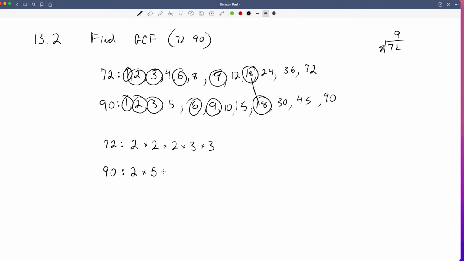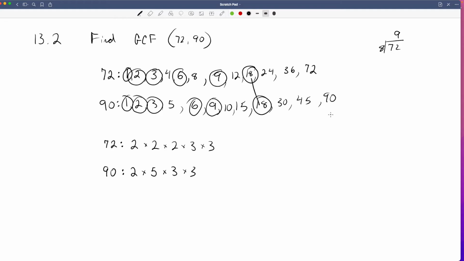45 is 5 times 9, and 9 is 3 times 3. So there's my prime factorization of 90. Isn't that faster than doing all of this? I think so. I thought that was a lot faster. But how do I get my greatest common factor doing that?